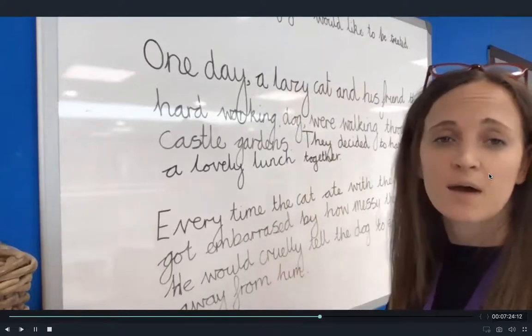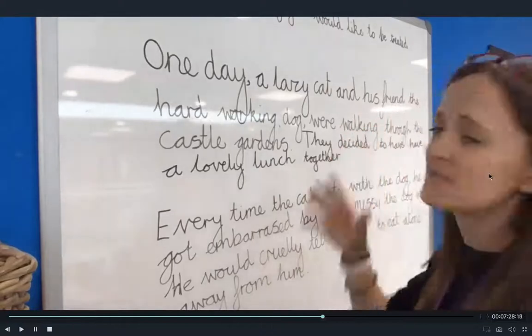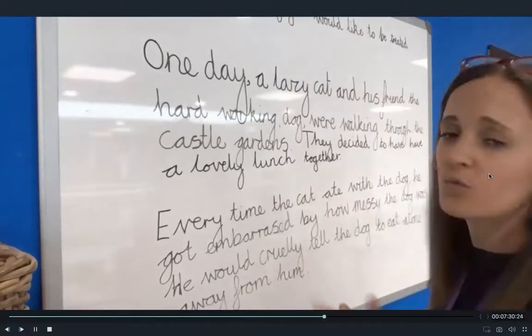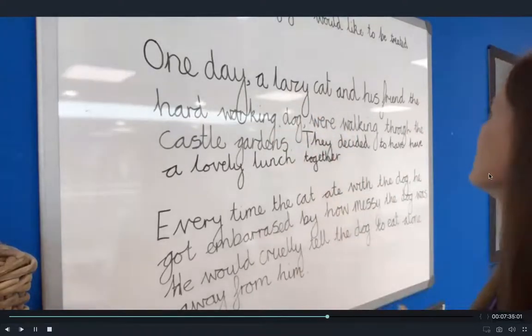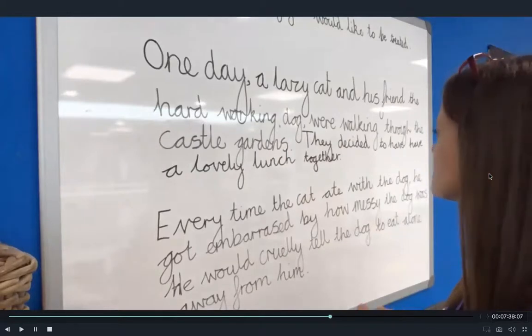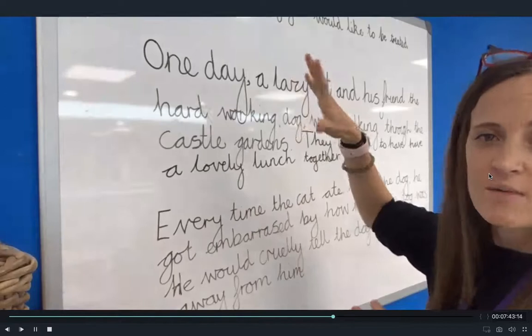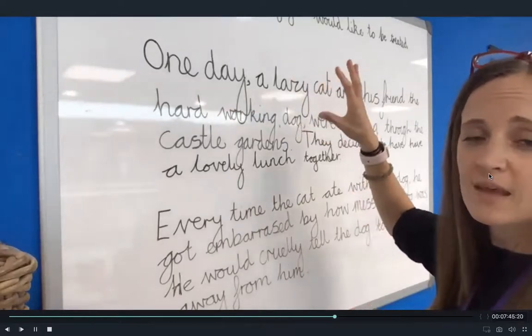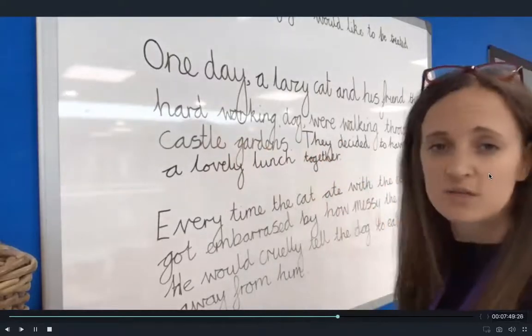I have my trickster character, or the character that's quite mean. In this case, I have the lazy cat and the hardworking dog. Those are my two characters. So we've said one day, a lazy cat and his friend, the hardworking dog, were walking through the castle gardens. They decided to have lunch together. So that's going to be my introductory paragraph, introducing the characters, telling you where the setting is, and telling you what they're going to be doing.